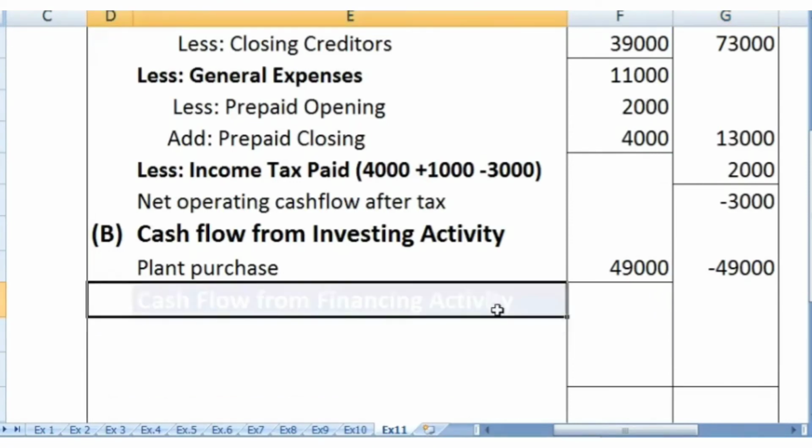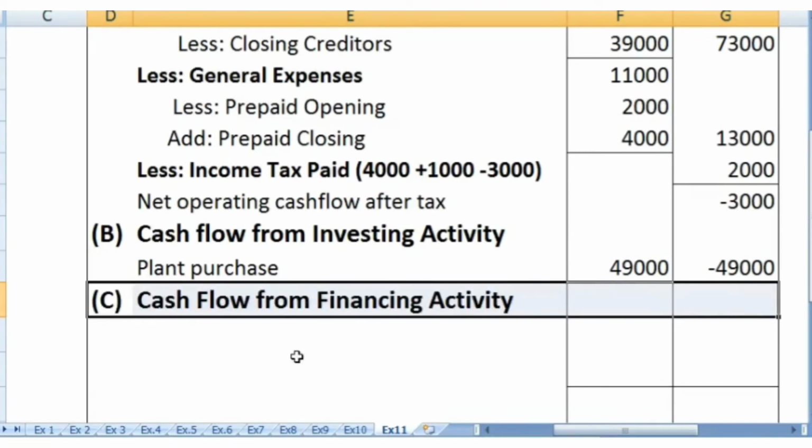And the last activity, now the third activity, is cash flow from financing activity. In financing activity, on the liability side, you can see share capital is given as 70 and 70. There is no change, that means no capital is issued. Secured loan is given, opening balance is 0 and closing balance is 40,000.